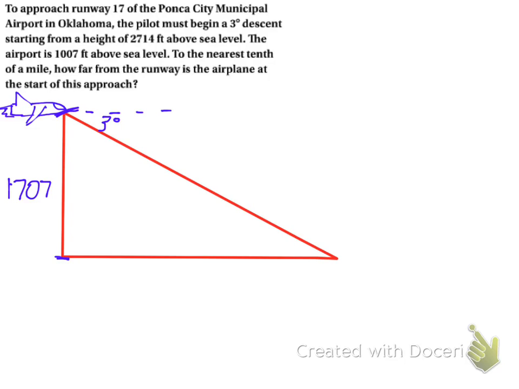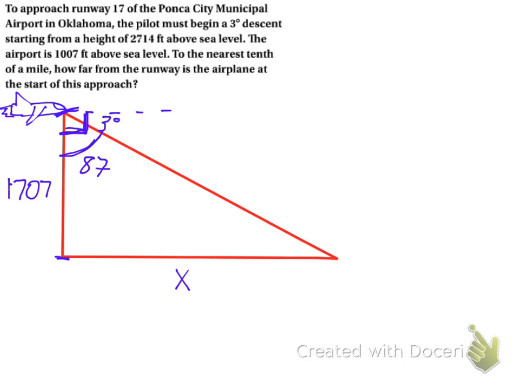Then it asks me how far from the runway is the plane at the start of the approach. And you can kind of take it both ways, either the hypotenuse or the bottom of my triangle here. We're actually going to just assume that it's talking about the bottom. And here's kind of the part that we get a little tricky, is this 3 degrees isn't part of my triangle. So I have to know that my vertical and my horizontal make a right angle. And so this angle right here is going to be 87 degrees.